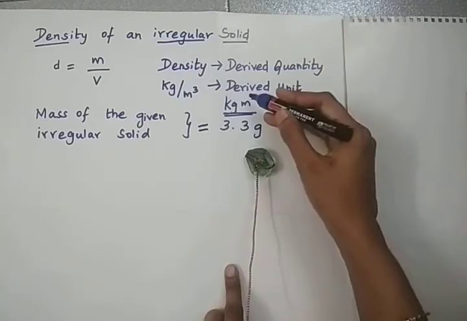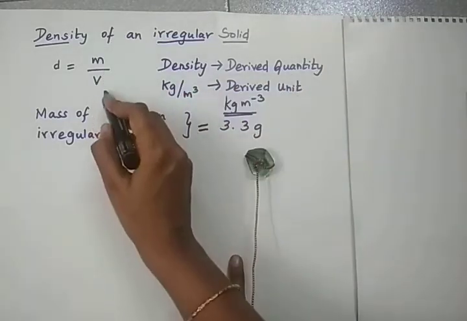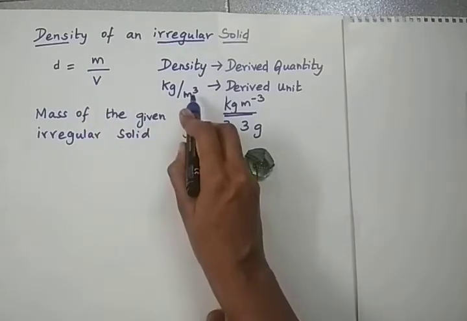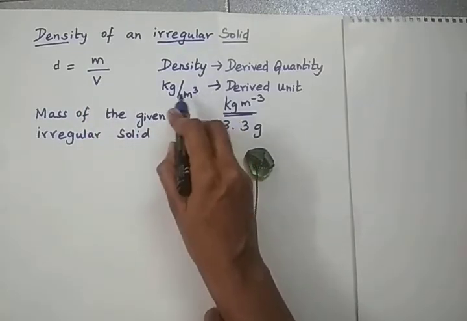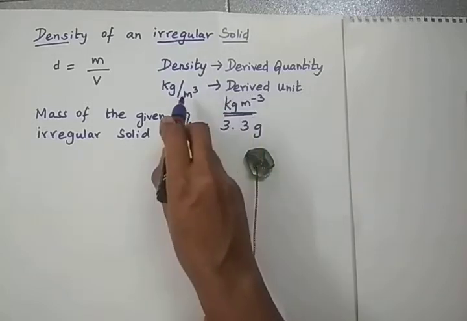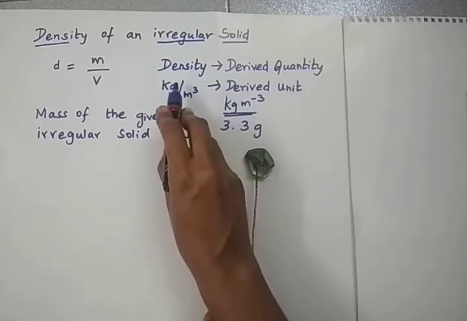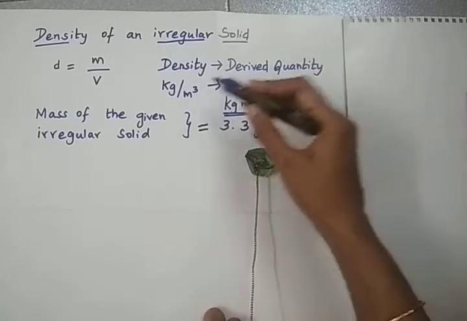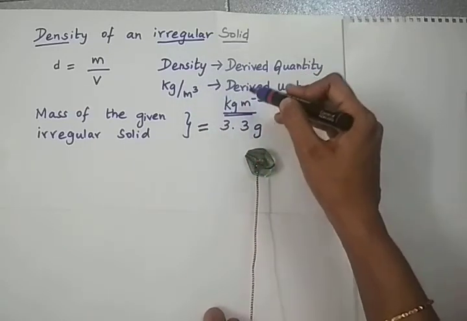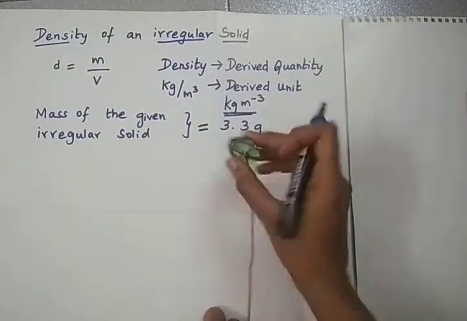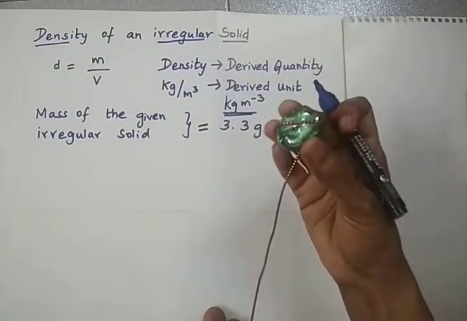So what is its derived unit? We can just derive it from the formula. Mass is expressed in kilogram, volume is expressed in meter to the power 3, that is meter cube, which can also be written as kilogram m to the power of minus 3. Since meter cube is brought to the numerator, we are just changing the power to minus 3. So these are the two ways by which you can write the unit of the derived quantity, density. Now we will learn how to find the density of the irregular solid.